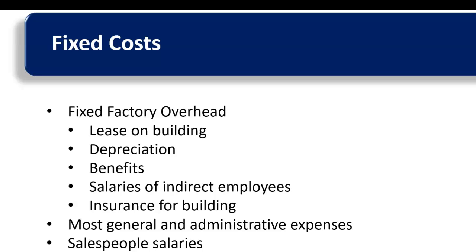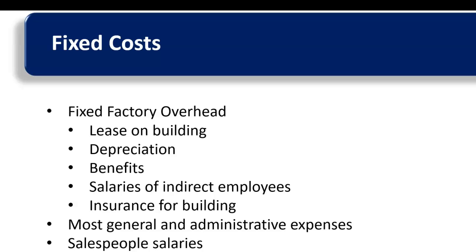Depreciation is fixed, so depreciation on equipment is going to be the same. Typically, there are some methods that do vary with volume, but most methods are going to be fixed. Benefits are typically fixed, regardless of the number of hours or overtime people work. Typically, their benefits are the same. Salaries of indirect employees are fixed. So here we're talking about salaries, not wages.